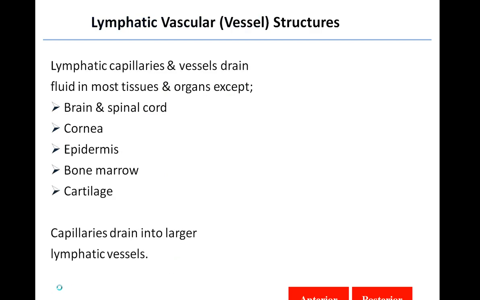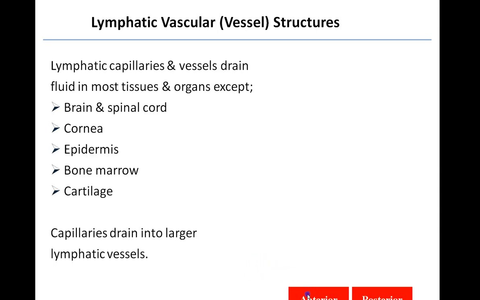So the lymphatic vessels are very important for draining tissue fluid and also for purifying and disinfecting the fluid that is recovered. Lymphatic vessels are found widely throughout the body. They drain pretty much all of the tissues and organs except a few as indicated here. The brain and spinal cord, cornea, epidermis, bone marrow and cartilage do not have drainage facilitated by lymphatic vessels. As the lymphatic capillaries progress and recover the fluid, eventually they will converge with one another and form larger lymphatic vessels.